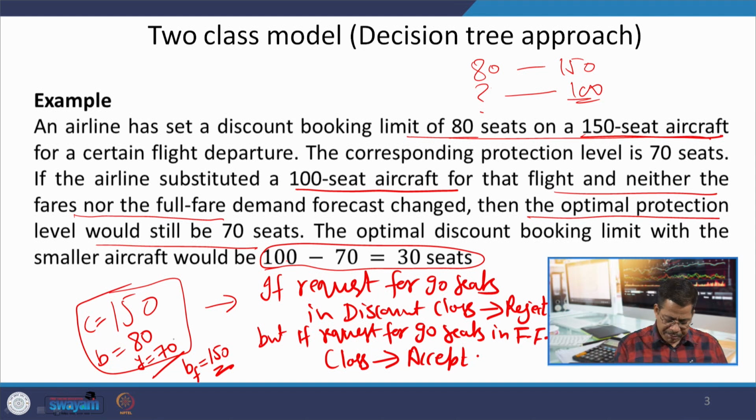So, 70 was the protection level earlier also, and 70 is the protection level for this new situation when other parameters are not changing, only the available capacity is changing. So, this is the simple example which I thought we should know, that how we are going to handle changing capacity when there is no change in the fares, and no change in the forecast also. I hope we all understood this example clearly.